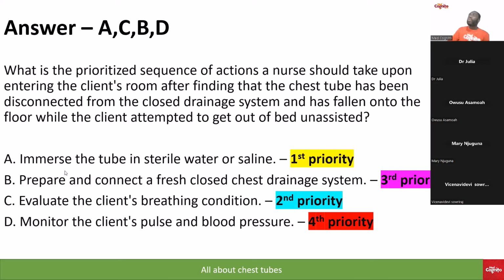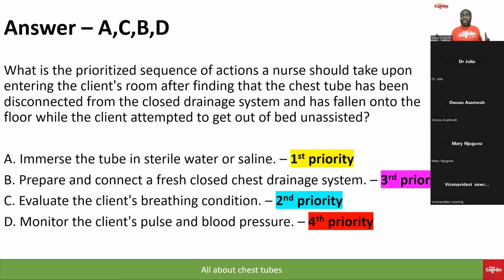A, C. So you go in. Remember, we said we don't want the client to be sucking air from outside. So as soon as I go and I see that this client is sleeping, an old man with a chest tube in, and he did not know the chest tube has come out, first, I will pick the chest tube tip, and I'll put it underwater. Quick one. That's the first thing. Number two, as soon as I do that, I need to monitor how is the breathing. Is the patient in respiratory distress, right?